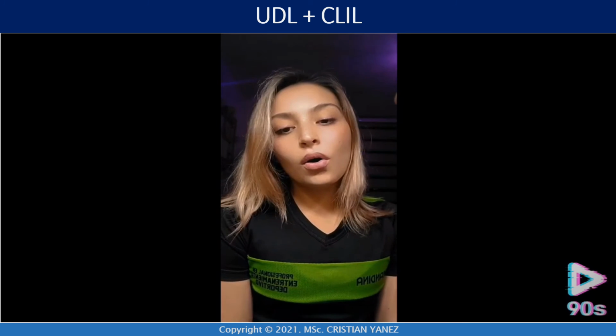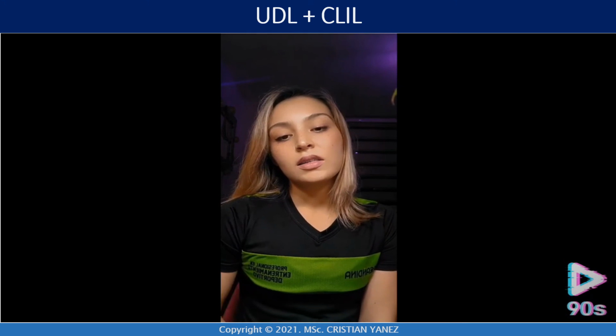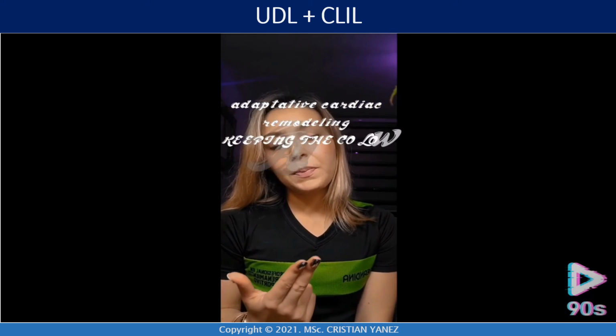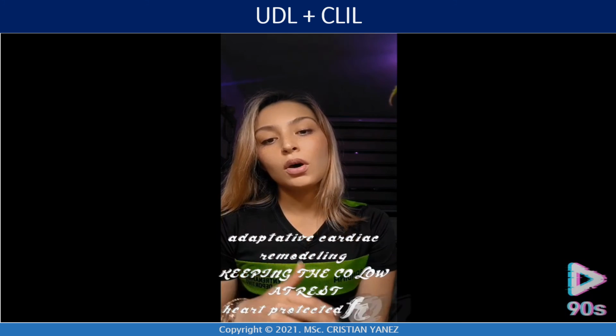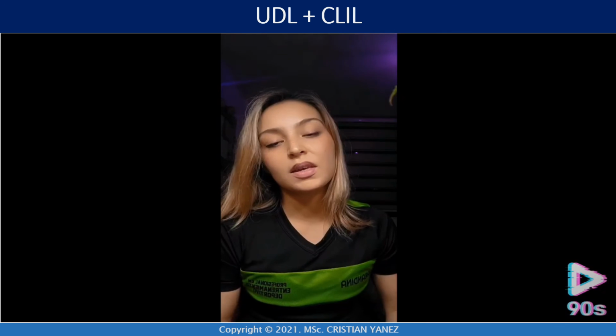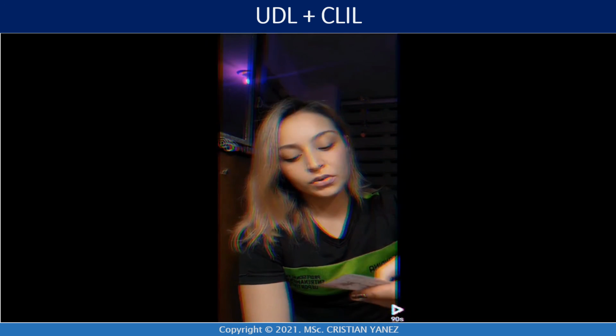Other adaptative physiological adaptations are cardiac remodeling, keeping the cardiac output low at rest. And finally, it protects the heart from ischemic injury. So this is an article from 2020 that I found from the European Journal of Physiology.